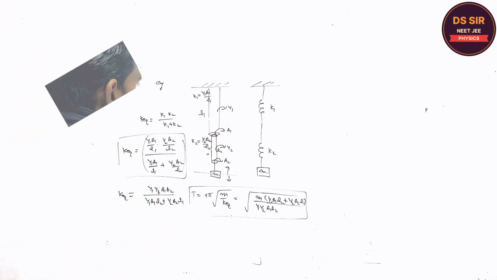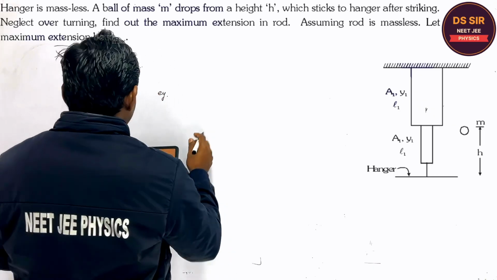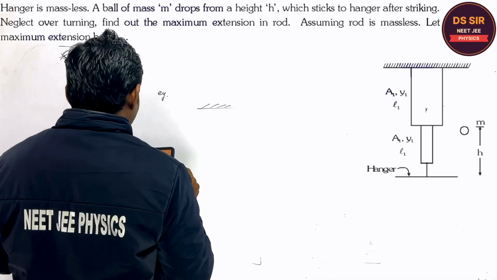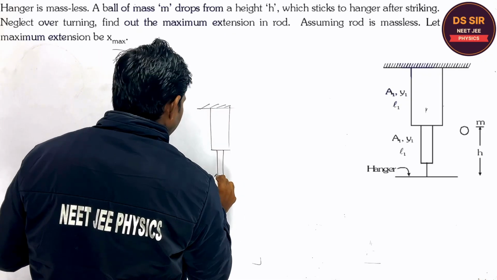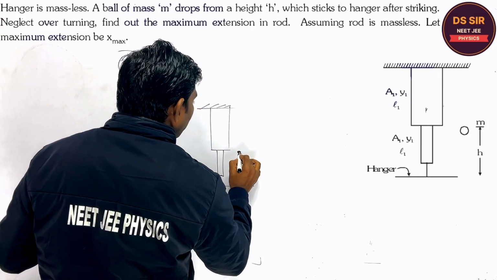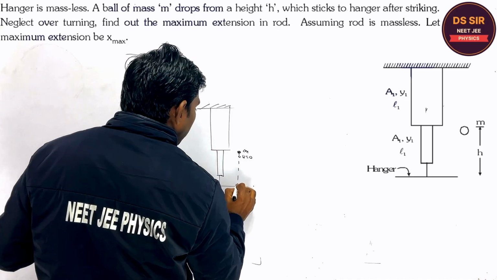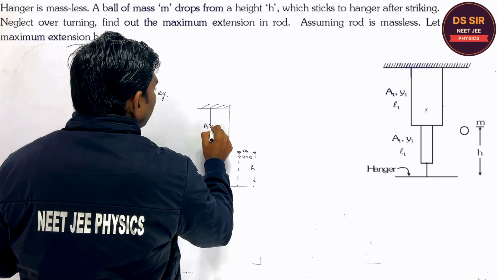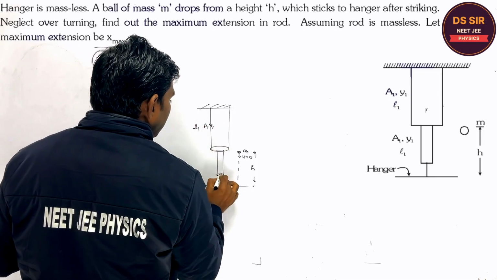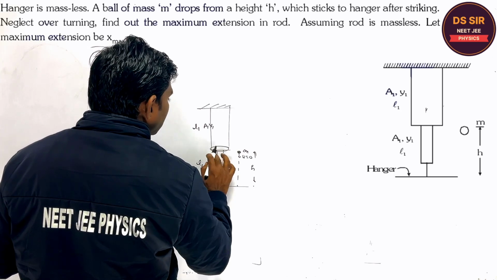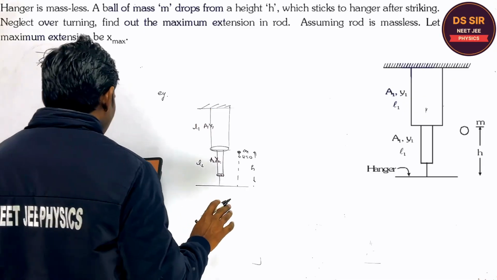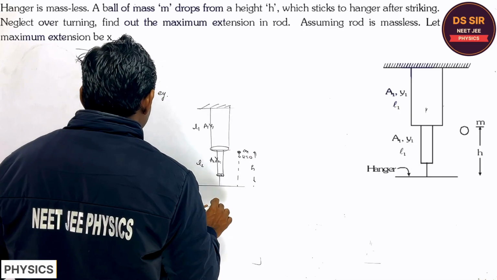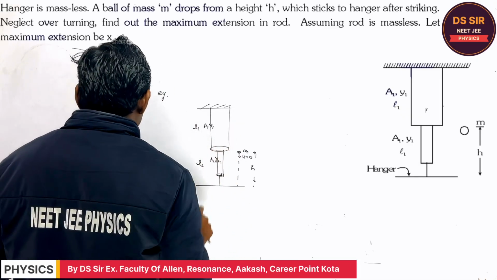Copy this. So read this question. In this question, there is a hanger which is massless, right? A ball of mass M drops from a height h. Suppose these are the two rods, and this is the hanger. The ball is dropped with mass M, u equal to 0, and this is the height h. You may assume one rod has A1, Y1, and length L1. There is another rod with length L2, A2, Y2 as the area of cross section and Young modulus. Neglect overturning, find out the maximum elongation in the rod.